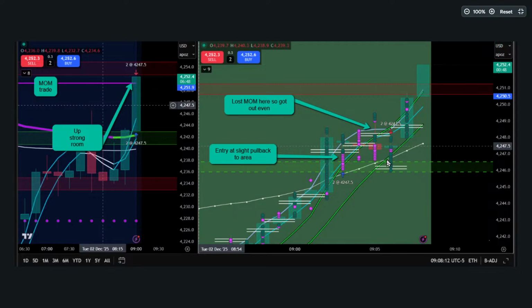And then it pulls back to it, retests it, right? You never really lose that momentum. Momentum trade's still in play. And it goes where it was supposed to. Now here's the question. 47.5. How did they get you break even? Lost momentum, so got out even. Okay. You closed. What changed?